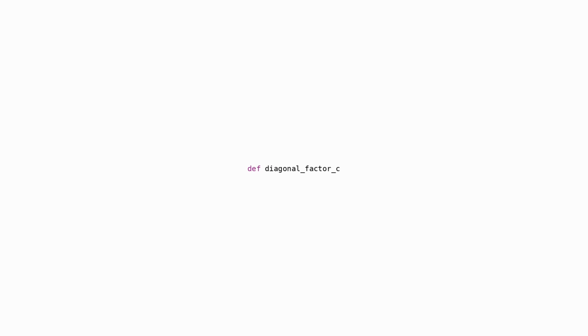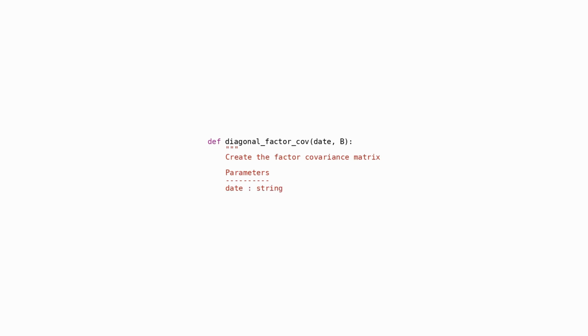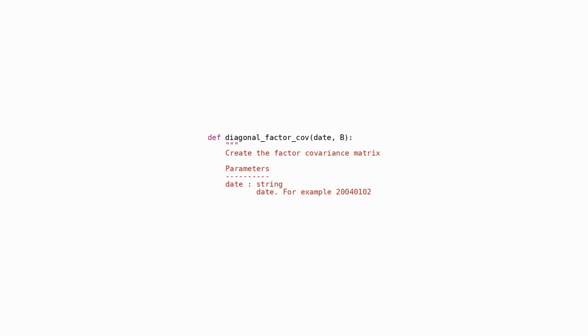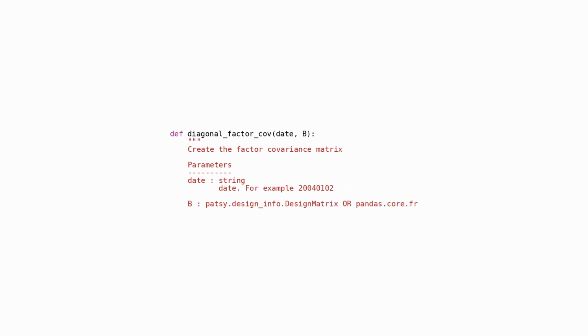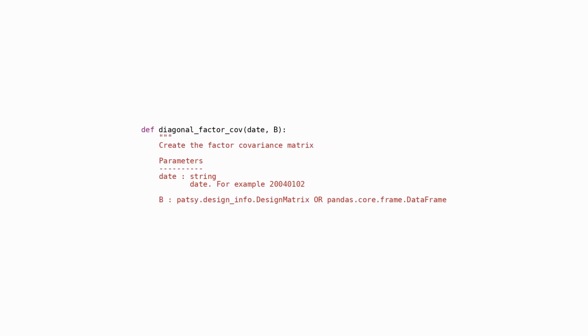The provided code is a Python function named diagonal_factor_cov that takes two parameters, a date string and a matrix b, and returns a square factor covariance matrix, fm. The function assumes there is a previously defined object covariance which contains covariances between factors, indexed by dates. The matrix B represents risk factors and could be provided in the form of a Patsy design matrix or a pandas data frame. The function extracts the number of factors k as the second dimension of the input b.